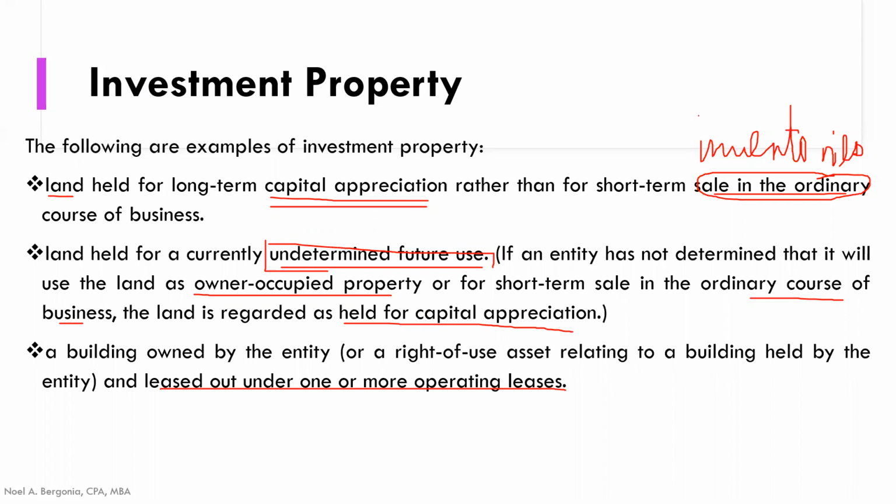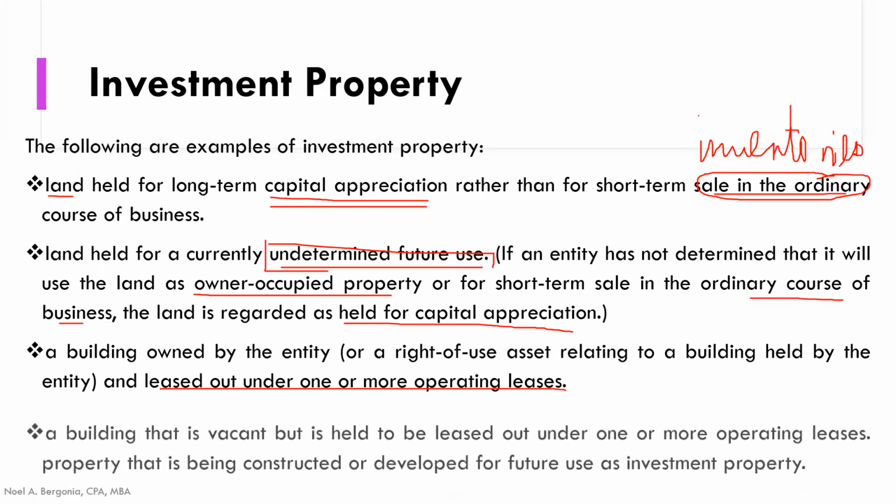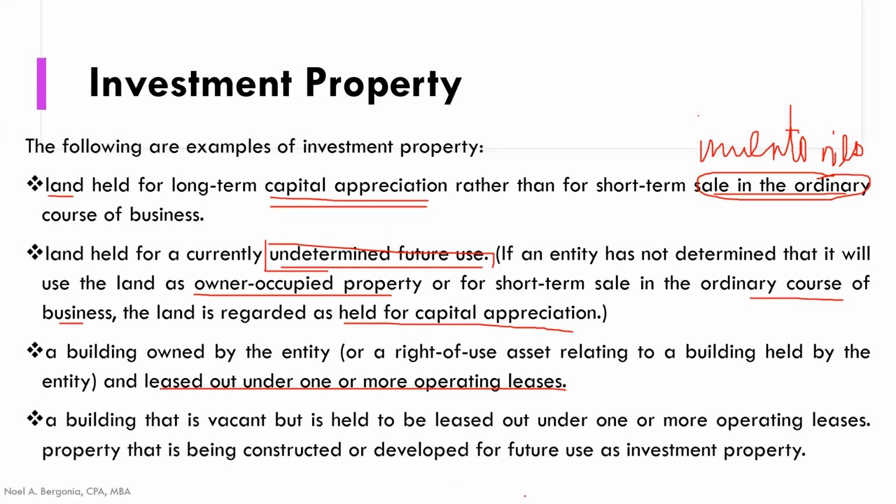So ayan, pinaparentahan natin because under the definition kanina, these properties are held for rentals. Okay? And also, a vacant building that is held to be leased out under one or more operating leases that is being constructed or developed for future use as investment property. So halos hawig din siya dun sa third bullet kanina.